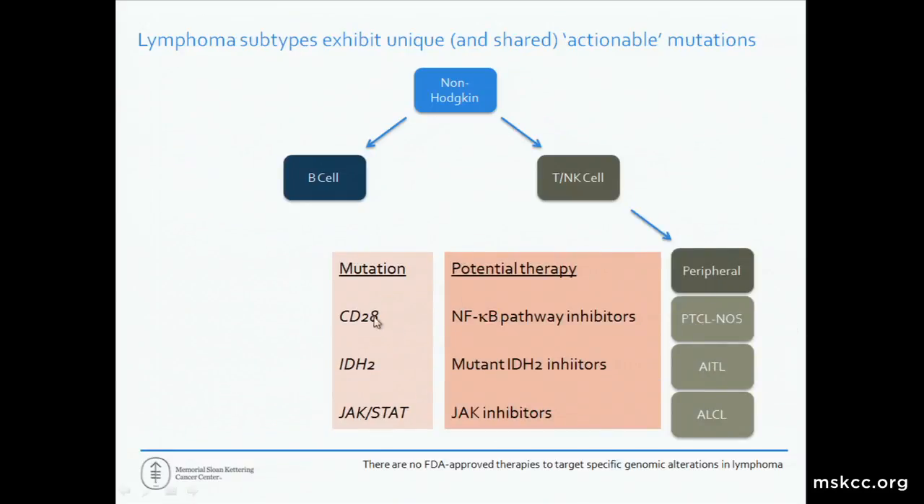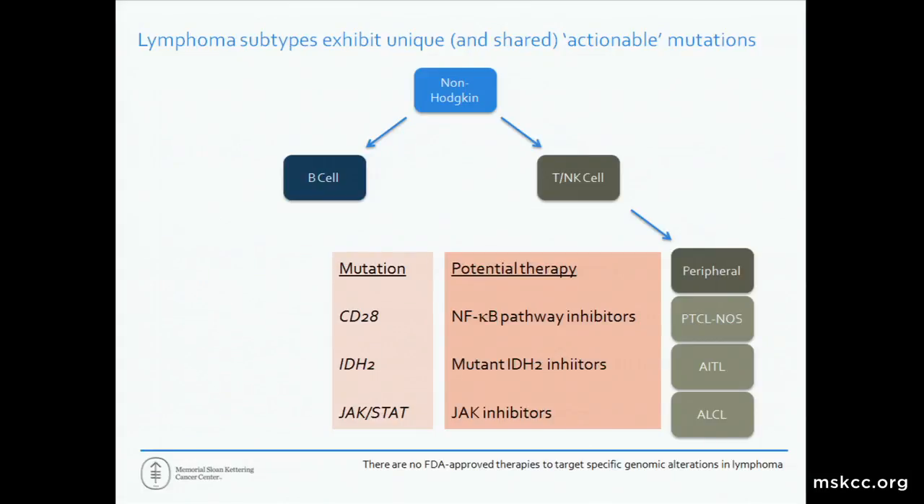In T-cell lymphoma, activating mutations in CD28 are found in PTCL-NOS, and these can be targeted in preclinical models by using NF-kappa B pathway inhibitors. IDH2 mutations are found in AITL, and Dr. Horowitz will talk to you about using mutant IDH inhibitors in that disease. In anaplastic large cell lymphoma, there's recurrent mutations in the JAK-STAT signaling pathway, and those can be targeted by JAK inhibitors.